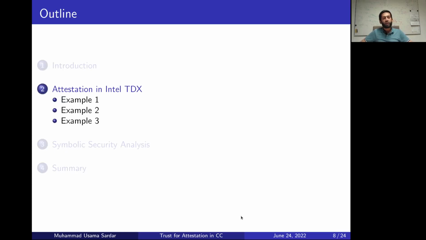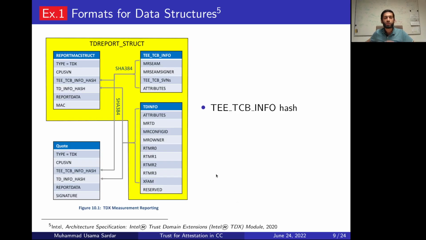So I will now describe Intel's attestation process inside Trust Domain Extensions with three examples, clarifying why I say that there is chaos in the specifications of Intel: what things are really contradicting and what things are underspecified. These are three very simple examples that you can understand without having in-depth knowledge of Intel TDX. So the first example is like this.